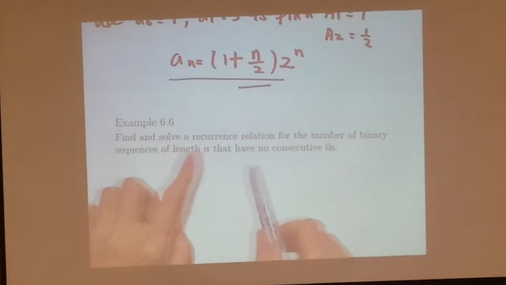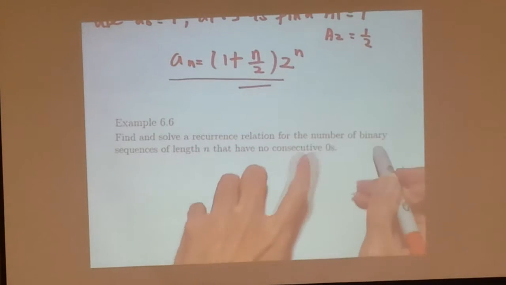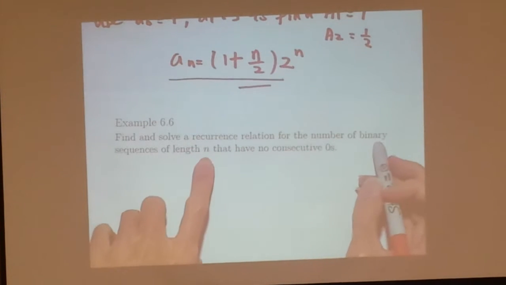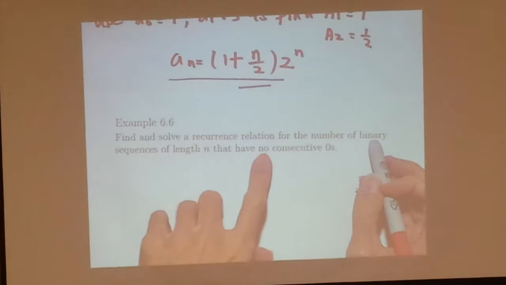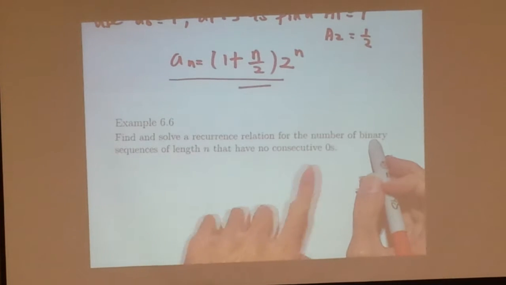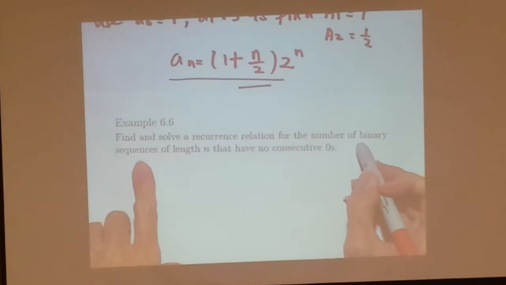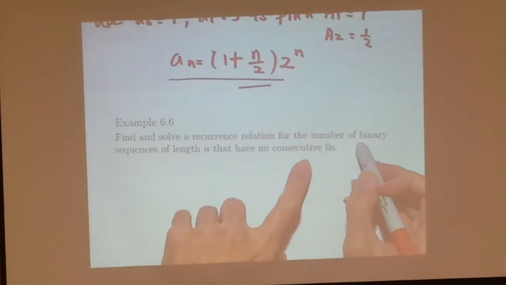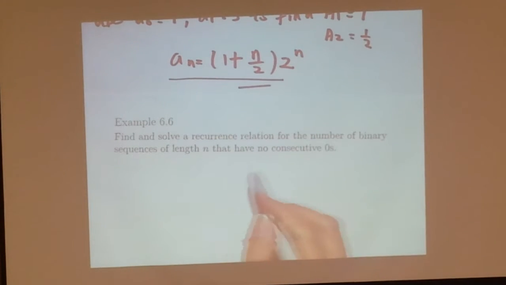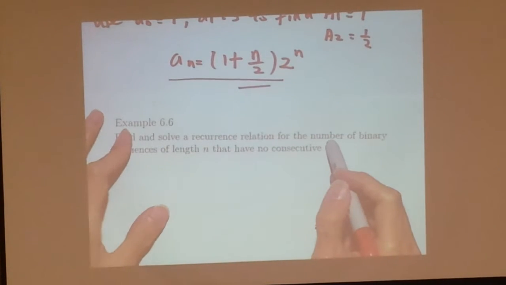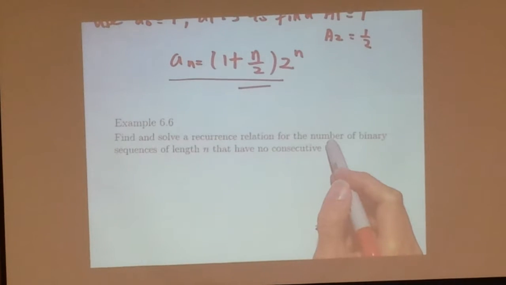Now to find and solve a recurrence relation for the number of binary sequences of length n that have no consecutive zero. So you have a binary sequence, the length is n and no consecutive zero. So something good about using a recurrence relation is you just need to know how to start. How many cases are there? Then that's good enough. You don't have to know how to do the process.